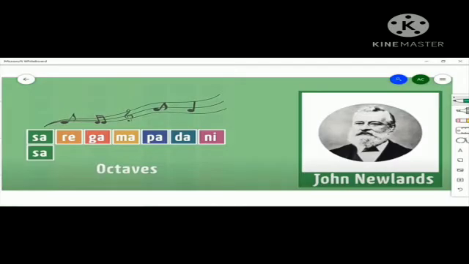Next scientist was John Newlands, who attempted to classify these elements. He was a lover of music, so he arranged the elements on the basis of musical notes. As all of you know, sa re ga ma pa dha ni sa: the eighth note of the musical scale is similar to the first one. In the same way he arranged the elements in groups of eight, and that's why the name octaves is given. His law is known as Newlands' law of octaves.